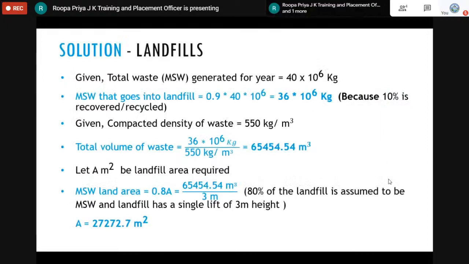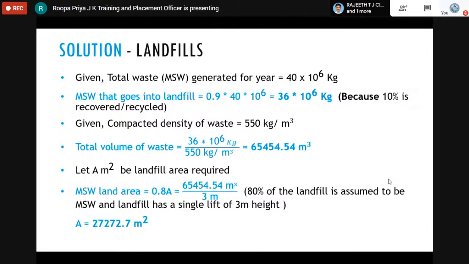These are the different steps, and this is the solution for this particular problem. According to the data given, the total waste generated for the year is 40 into 10 to the power of 6 kg. And the municipal solid waste that goes into the landfill is 90% of the waste generated per year. Because we are taking only 10% as recovered or recycled, 90% is used for landfilling, so we have 36 into 10 to the power of 6 kg according to this calculation.